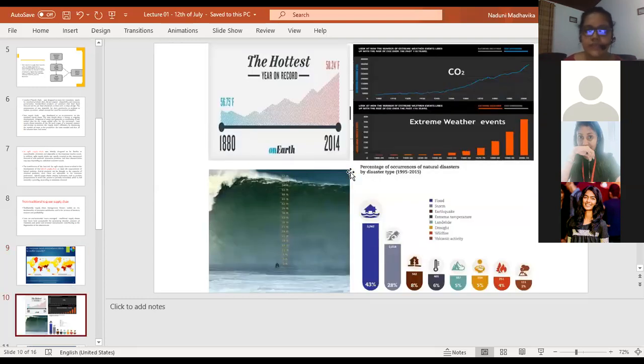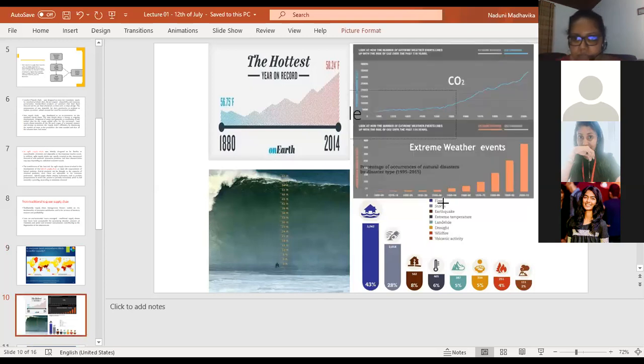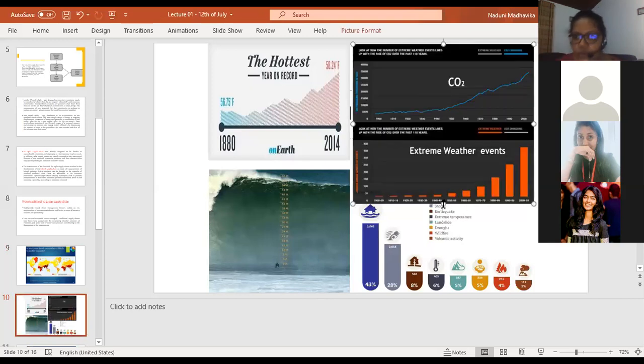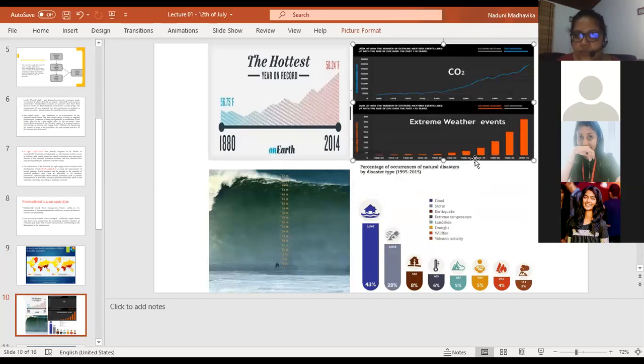So here, look at these records. We know that global warming has become a huge issue nowadays. So look at the carbon dioxide emission and the extreme weather events. The year is given here, you can't see it, it's not that clear. This is from 1980 to 2019. It has been continuously increasing. Extreme weather events have been continuously increasing.